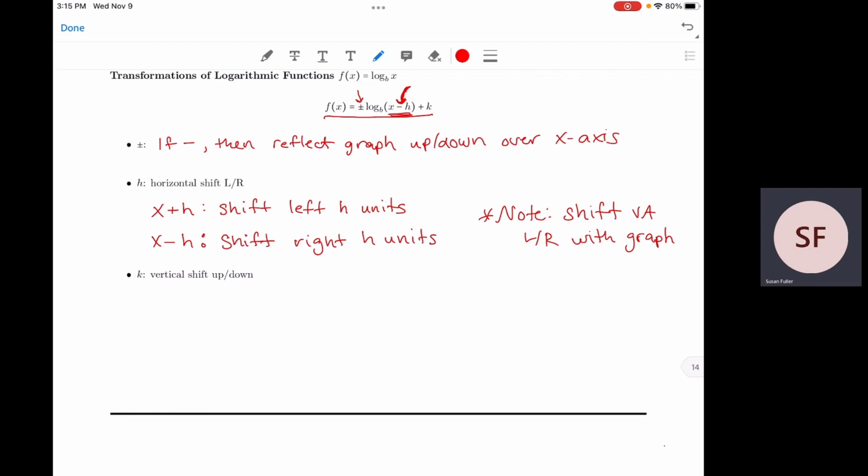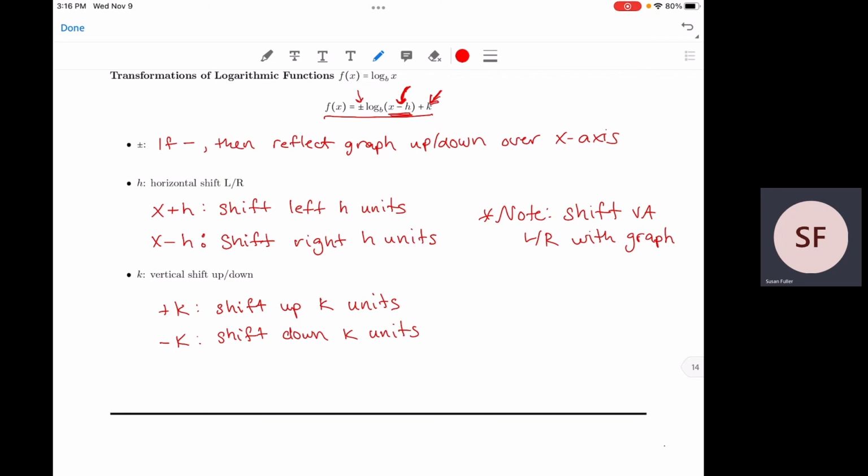And then finally, this plus k, or you might have a minus k out here on the end, that's going to give you vertical shifting up and down, and that's going to move the way that you think it will. So if you have a plus k on the end, that is going to shift you vertically up by k units. And if you have a minus k out there, that's going to shift you down by k units. So hopefully we have all of this left over, this programming.